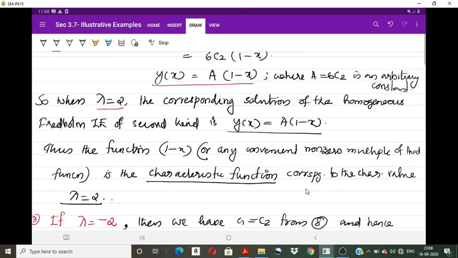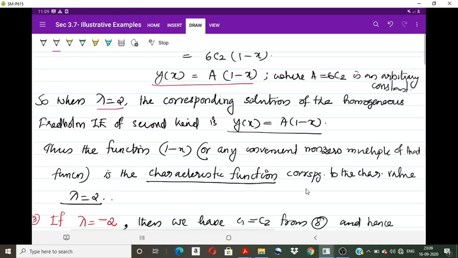The characteristic function means it is a solution of the homogeneous Fredholm integral equation of the second kind corresponding to one characteristic value. So corresponding to lambda equal to 2, we obtained one of the solutions as A into 1 minus x, which is a non-trivial solution.